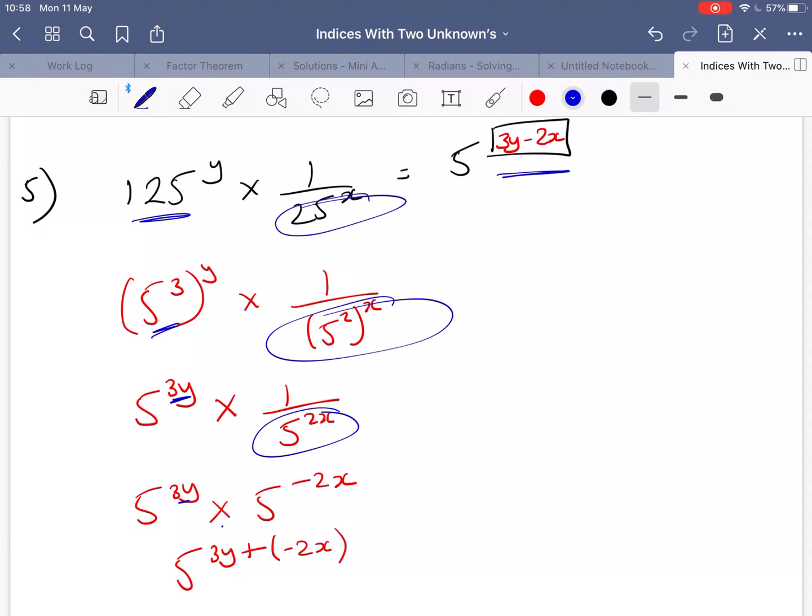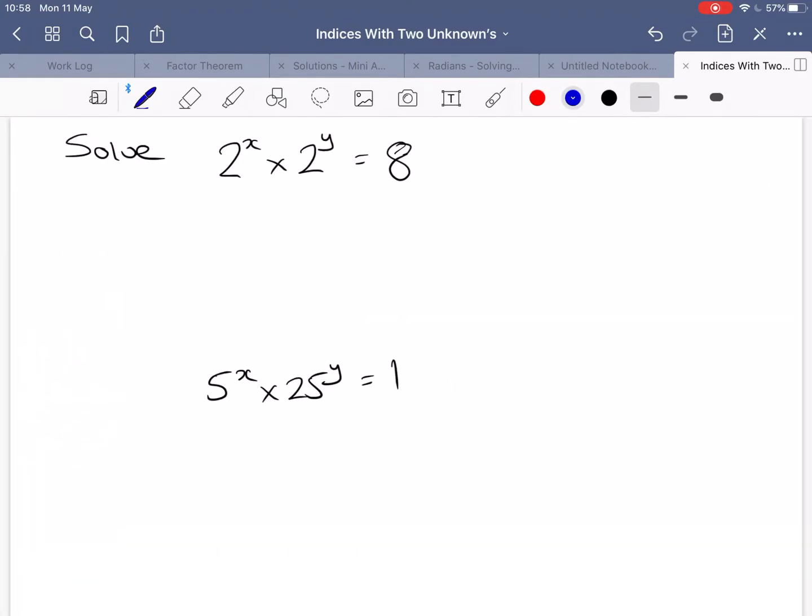And the final step with an indices question is to actually solve two indices equations simultaneously, which, if you look at these two, solve 2 to the power x times 2 to the power y equals 8 and 5 to the power x times 25 to the power y equals 1, actually looks virtually impossible. But we start off by thinking about our rules of indices first. And we know 2 to the power x times 2 to the power y. What do we do with indices when we multiply? We add them. So that becomes 2 to the x plus y.